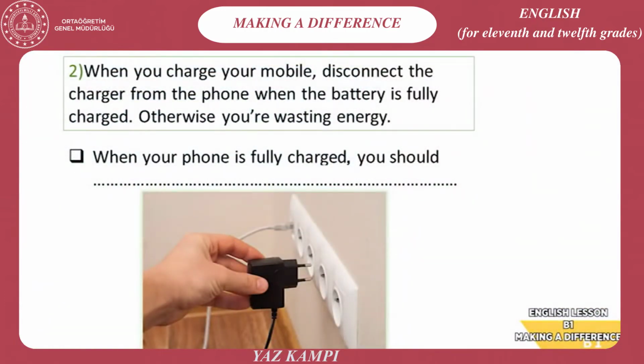When you charge your mobile, disconnect the charger from the phone when the battery is fully charged. Otherwise, you are wasting energy. When your phone is fully charged, you should. How do you complete this sentence? This is also a form of summary of this paragraph.